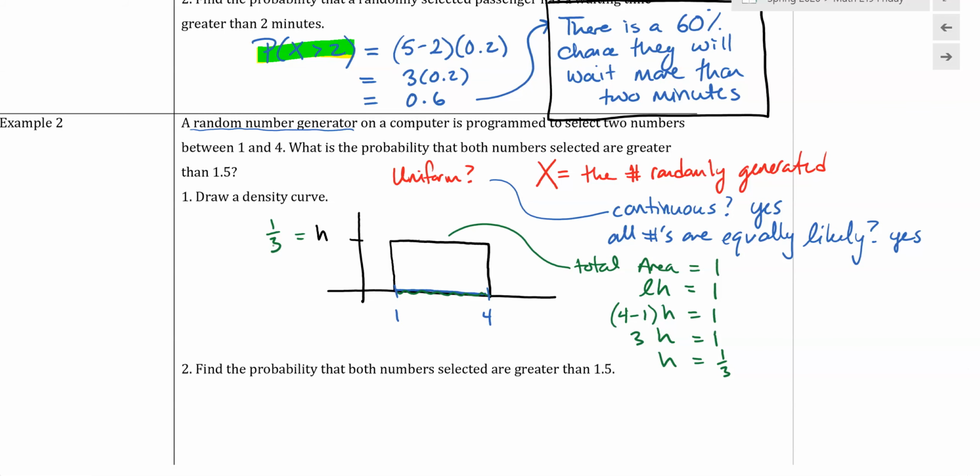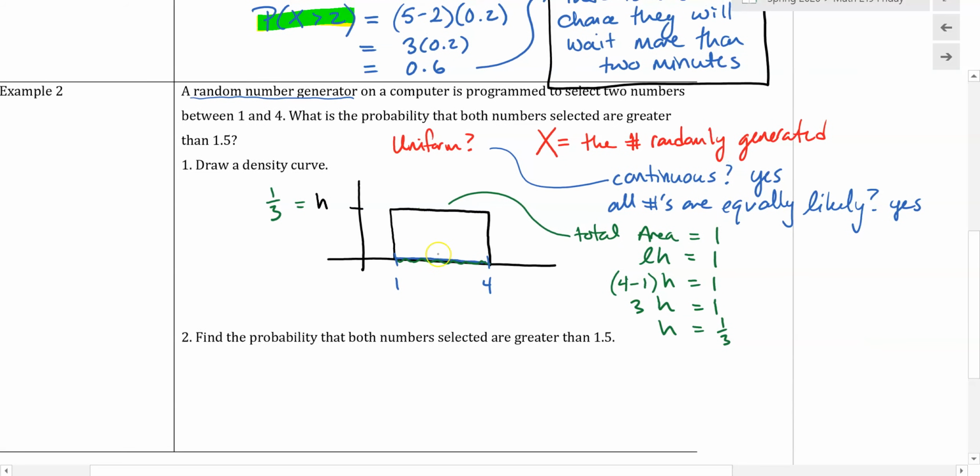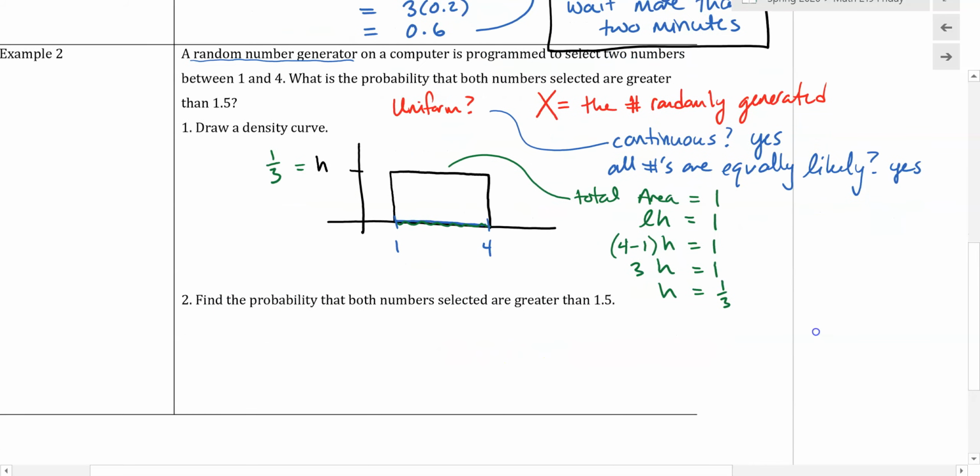So once I have that, I've got everything I need to calculate probability. Because they're going to give me a target, and they want me to be either above or below that target. And so I'm just going to create a little rectangle that I'm going to look for the area of. So here it says, again, we picked 2 numbers. Find the probability that both numbers are greater than 1.5.